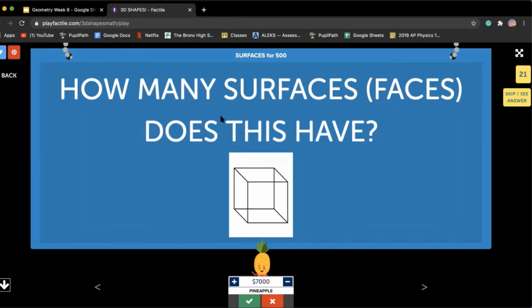How many surfaces does this have? It's a rectangle. No, it's a cube. So I believe that has 6: bottom, top, side, front, and the back. So it has 6.